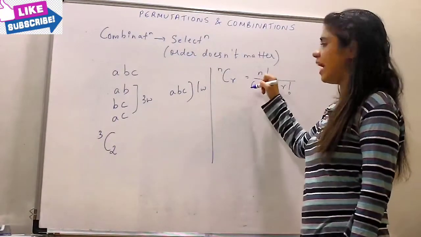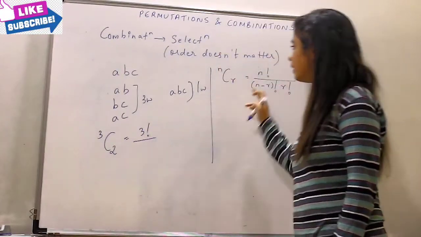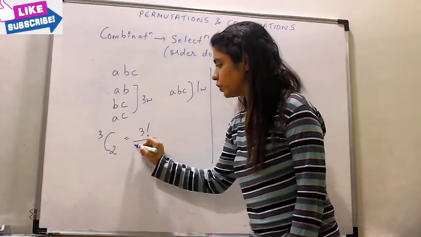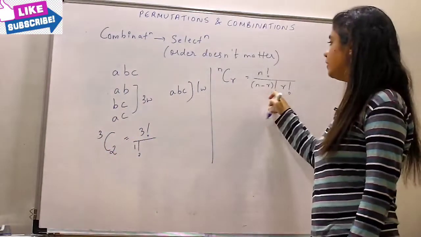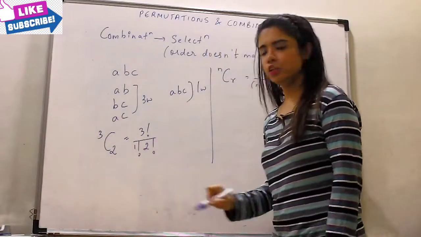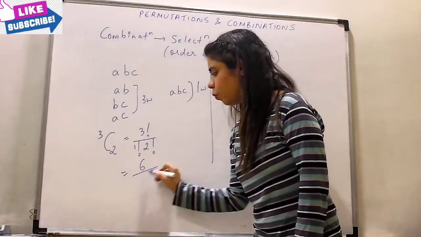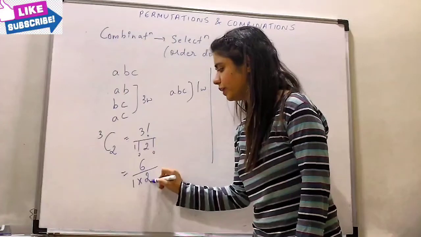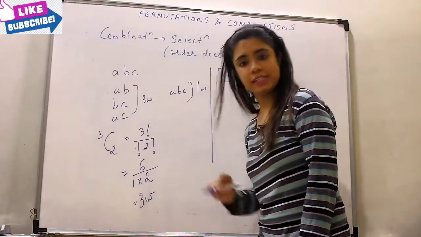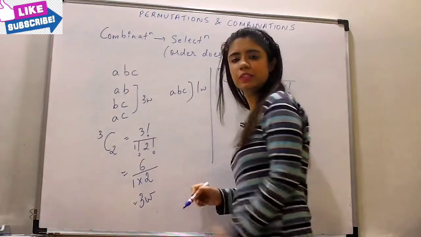What is the formula? N factorial. So that is 3 factorial upon N minus R factorial. 3 minus 2 factorial, which is 1 factorial, into R factorial. R factorial means 2 factorial. So what will this become? 3 factorial is 6, we have already seen. 1 factorial is 1, 2 factorial is 2. 6 upon 2 gives me 3 ways, and hence I got 3 ways. Okay, that is the reason my answer was 3.